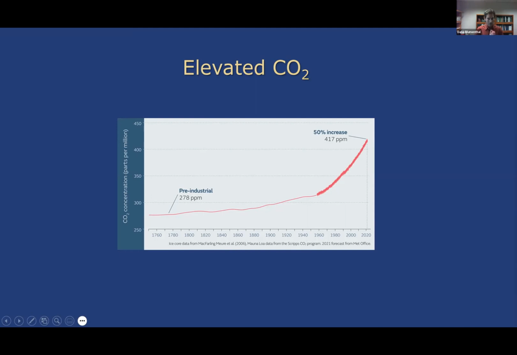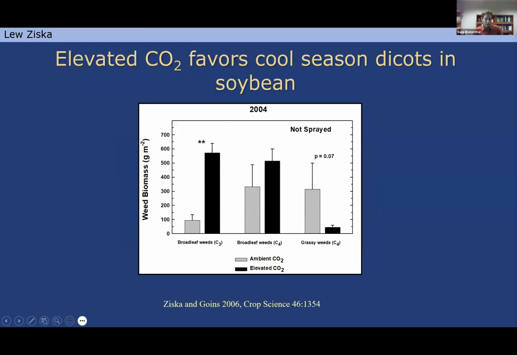This isn't actually a prediction, this is an observation. This is what we've seen in terms of elevated CO2 so far. You've all seen graphs like this before. Starting a ways back, in this case 1760, enables us to see how really dramatic the change in CO2 that we've experienced so far is. And a variety of people have studied how this then influences competition between crops and weeds. And nobody's done more of that than Lou Ziska.